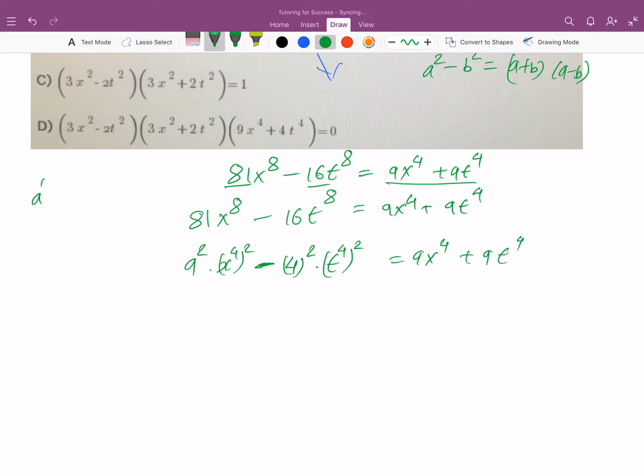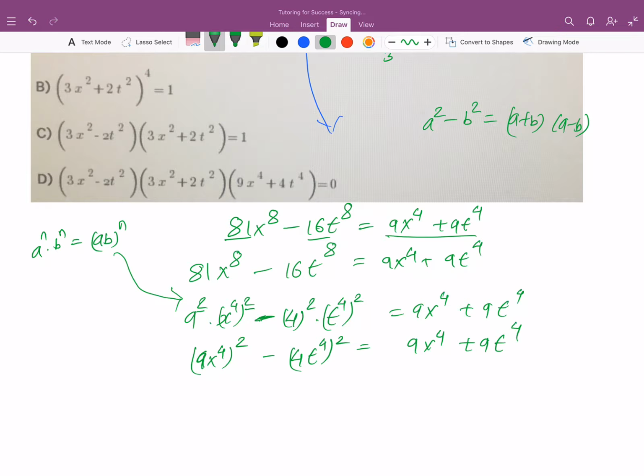The concept is, if you have a to the n and b to the n, it's a rule of exponents, where you can merge the base because the power is the same and put them on the same power. That is exactly what I'm going to do here, because power 2 and power 2 are the same thing. So I put 9 and x to the 4 together and make it a square, and then 4t to the 4 and make it a square. Now this is the part where you come back to this expansion and compare it.